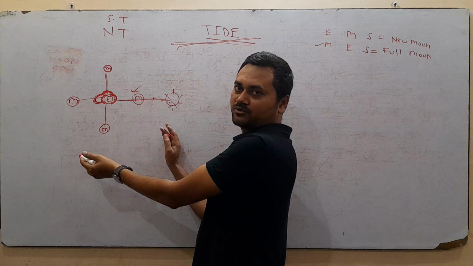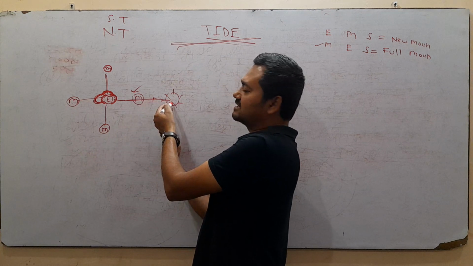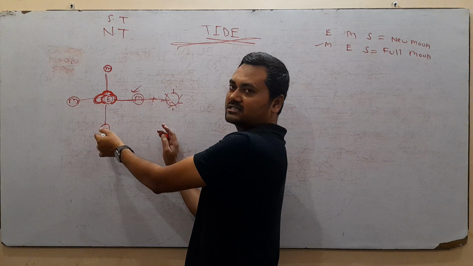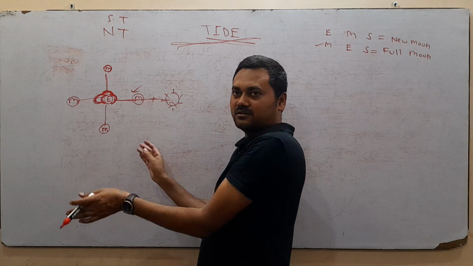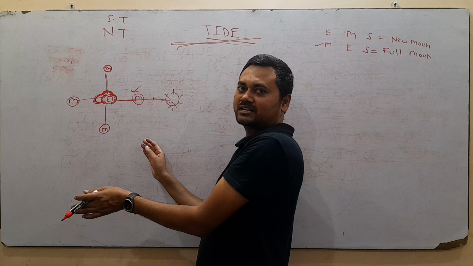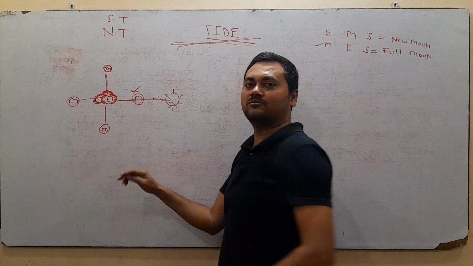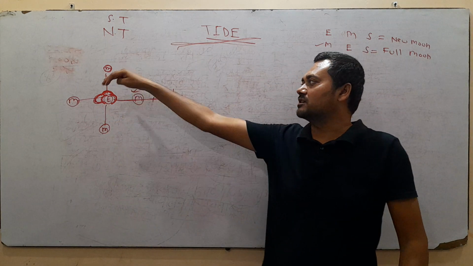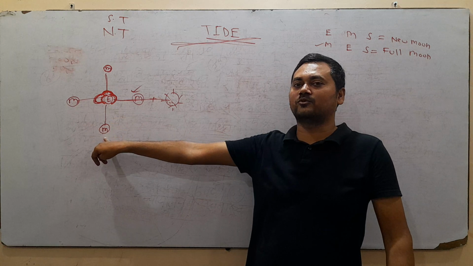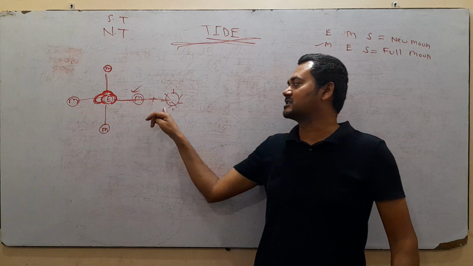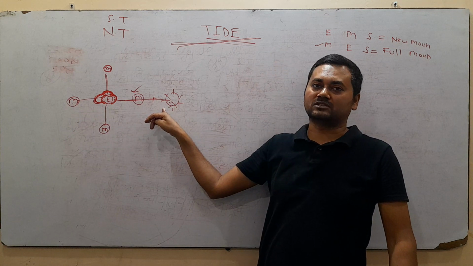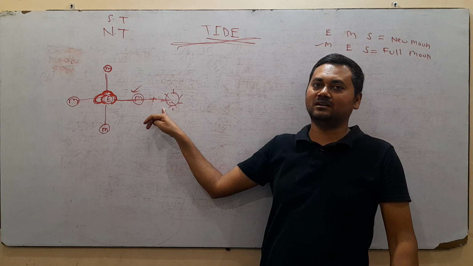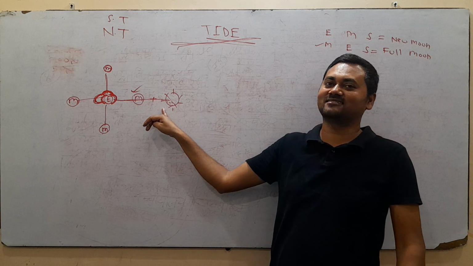Since the forces are getting divided, the sun is on this side and the moon is on this side, this 90-degree, the gravitational forces will get divided and we will be experiencing again what? The neap tide. So neap tide in two positions and spring tide in two positions. I hope it is clear a little bit.